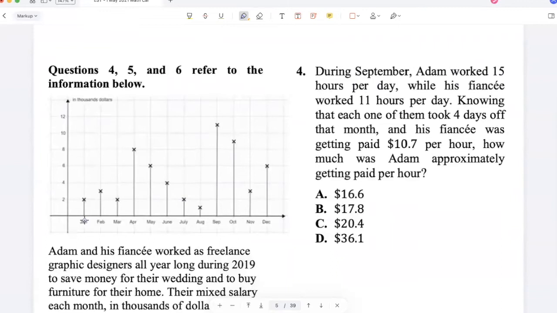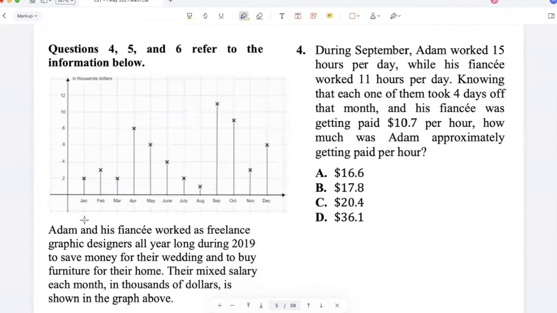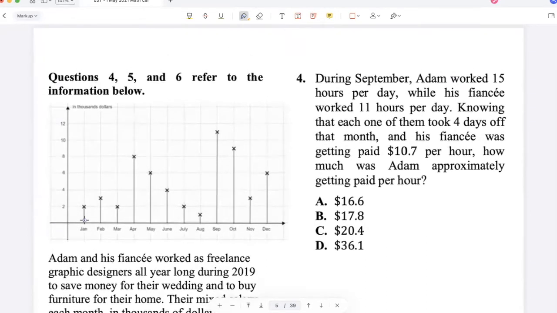Okay. Adam and his fiancée worked as freelance graphic designers all year long during 2019 to save money for their wedding and to buy furniture for their home. Their mixed salary each month in thousands of dollars is shown in the graph above. Okay, this is their total salary in thousands of dollars. During September, Adam worked 15 hours per day while his fiancée worked 11 hours per day, knowing that each one of them took 4 days off that month, and his fiancée was getting paid $10.7 per hour. How much was Adam getting paid per hour?